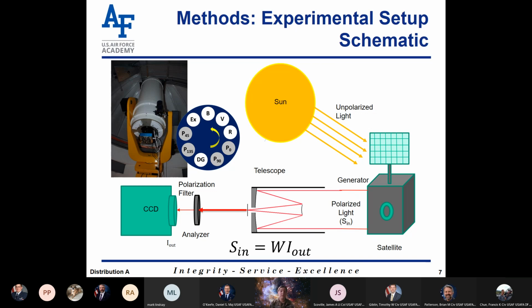We use 4 polarization filters, so we have a 0-degree filter, a 90-degree filter, a 135-degree filter, and a 45-degree filter. After an image was taken, we would switch the filter so there's about 4 to 8 seconds in between images with different filters. We record the intensity at the CCD and use that calibration matrix to convert it to the input Stokes parameters.